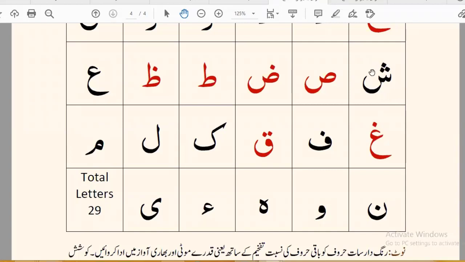Okay, so we're going to start with this letter. This is Sheen. Sheen. Excellent. Next one. Is this a thick sounding letter or a thin sounding letter? Can you tell me? Thick. Well done. So we're going to say this as Sod. Swad. Now try not to add a wow sound in the middle. We're straight away going to take our sound upwards. Sod. Swad. Excellent. Good.